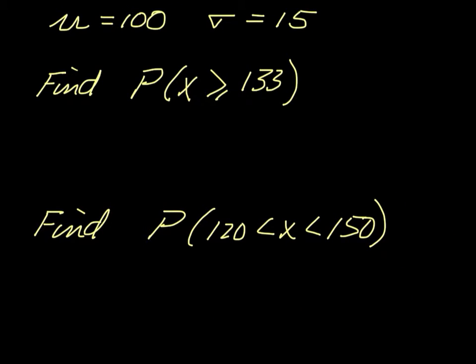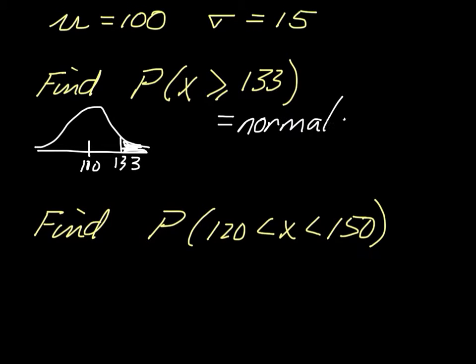So our first problem is probability to the right. And all I want to do, like normal, is draw a picture. Mean is 100, so I can see that 133 is to the right, and I'm going to have a small area, small probability. And so therefore, this is going to be equal to the normal CDF. I need a left bound, which is 133, and a right bound, which is positive infinity, so I'll put 99,999.